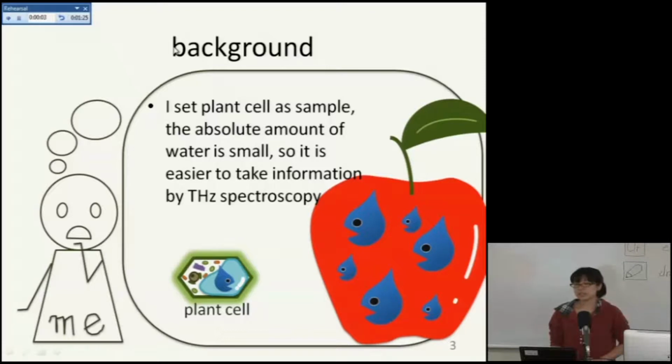So instead of that, I set plant cell as my sample. The plant cell also contains much water, but because the plant cell size is so small, the absolute amount of water is small too, and it is easier to take information by the terahertz spectroscopy than with the whole plants.